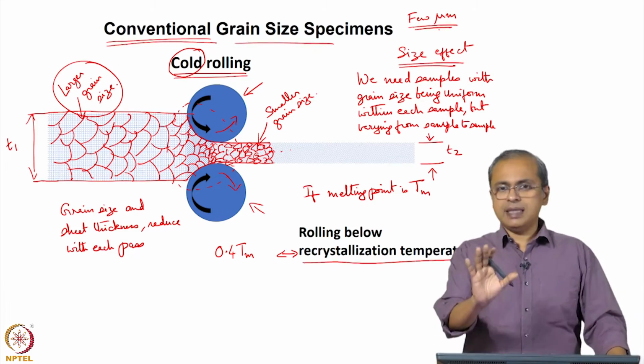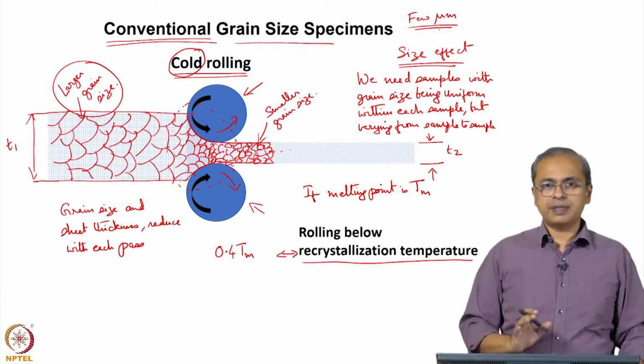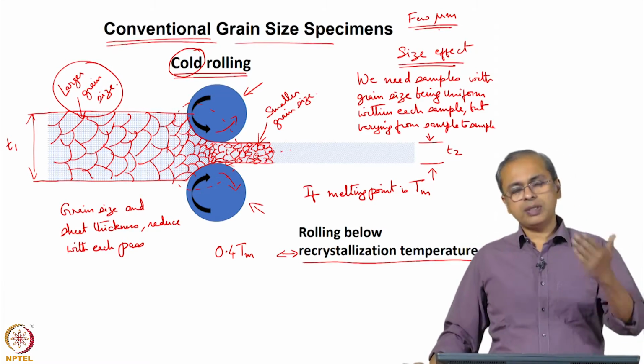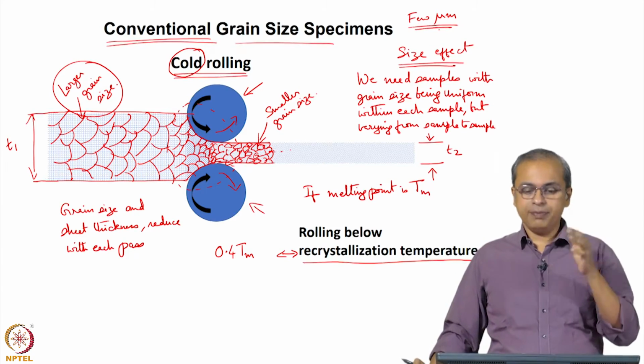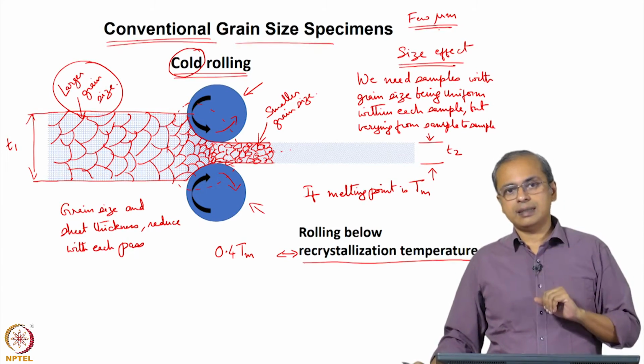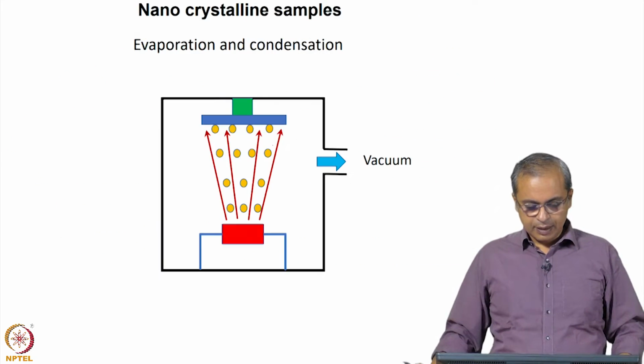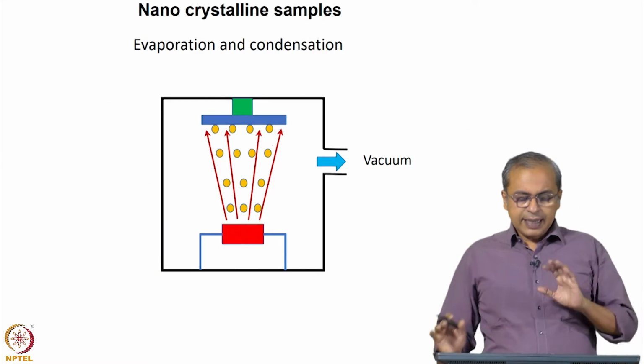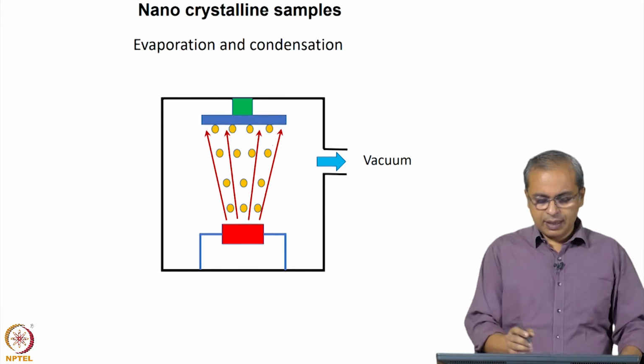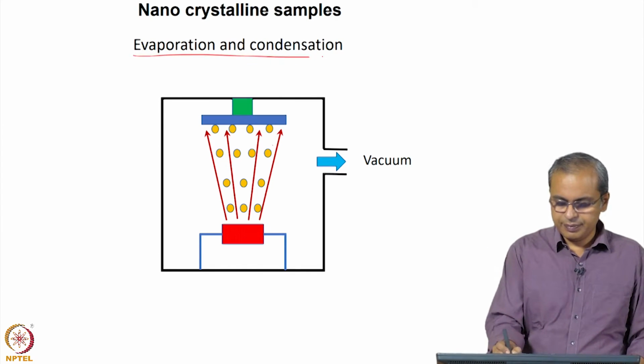So, this is one set. So, let us assume that we have now got one set of samples of this nature. We will now go to the other extreme of this spectrum. We will look at nanoscale samples. How would we go about getting those nanoscale samples? So, the general process is evaporation and condensation.